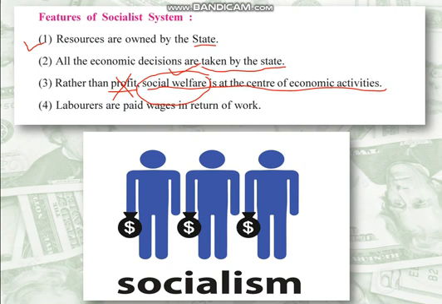Next, laborers are paid wages in return for the work. Laborers work for the government and they are paid in return for the work. Whatever work they do, they are paid in return for that.